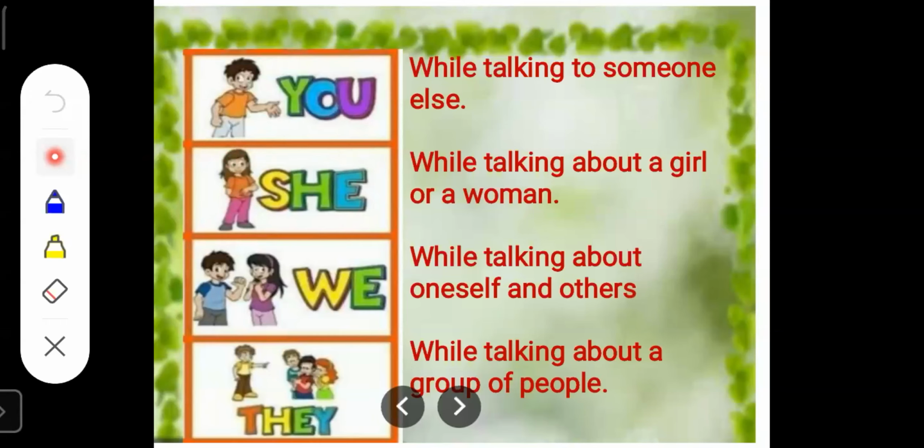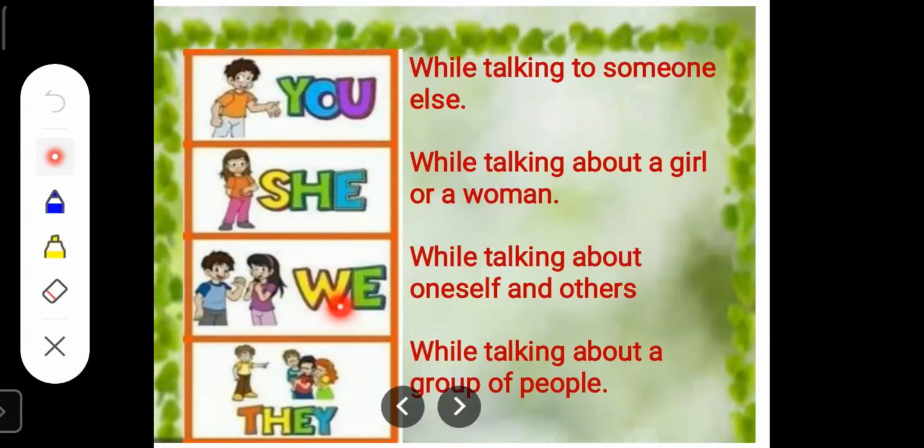Next is, we use the subject pronoun we when we are talking about oneself and others.